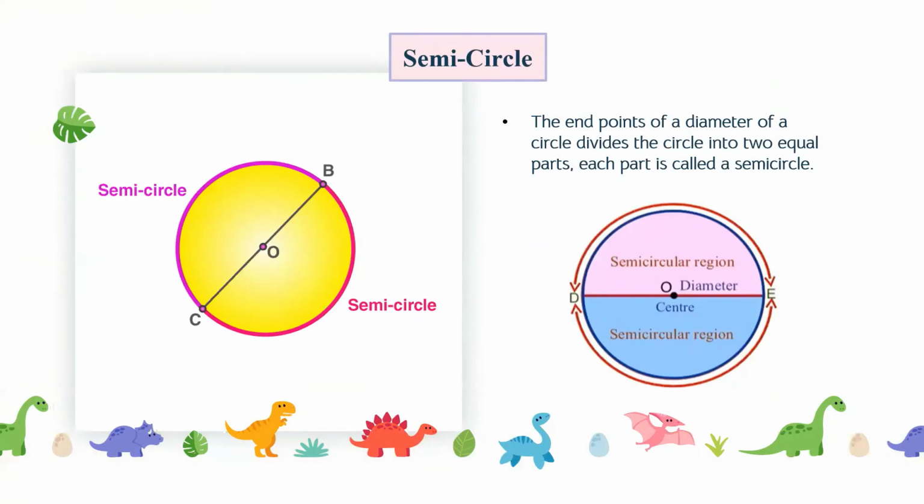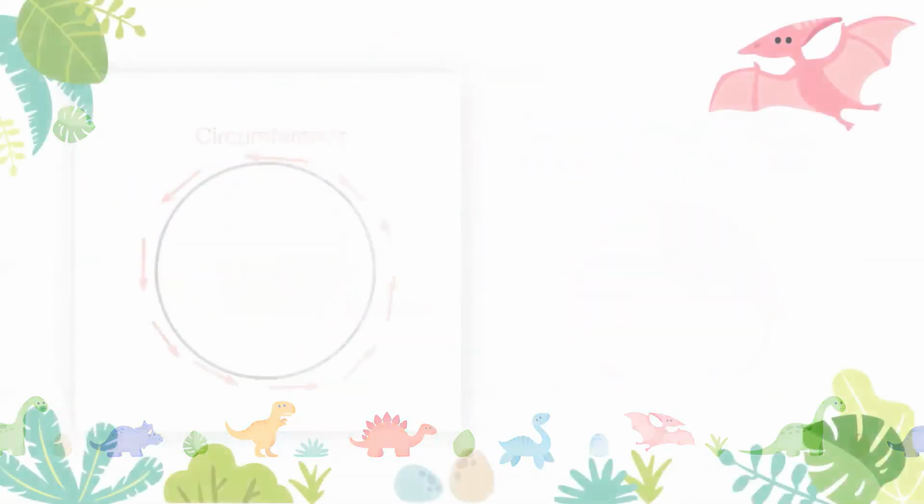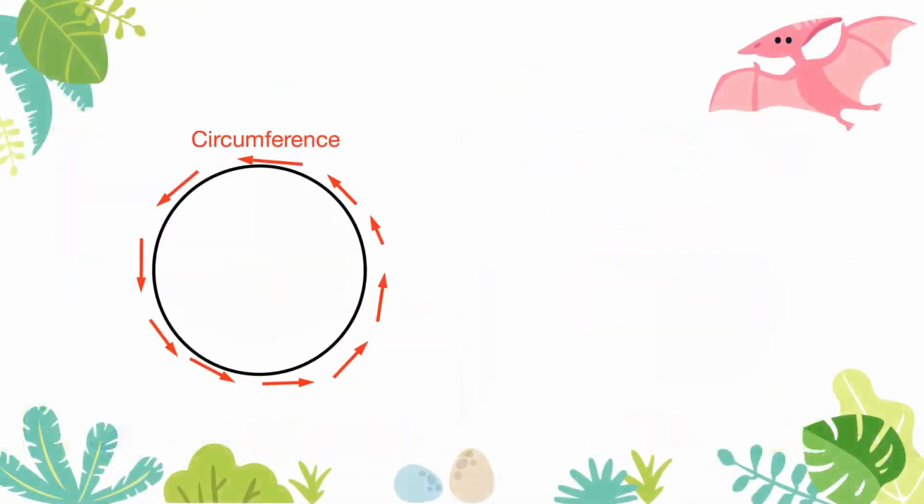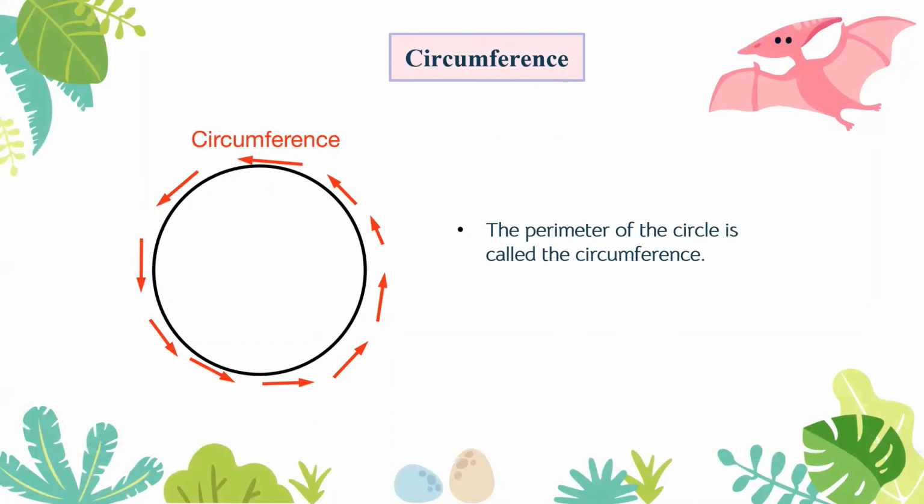Now let us go through semicircle. So have a look at these 2 images. If you notice, when you draw a diameter on the circle, it divides the circle into 2 equal halves. So these halves are called the semicircles. Now let us understand what is circumference. So I spoke about circumference when we went through arc, right? So you must have been confused. What is this? It is nothing but the border or the perimeter of the circle.